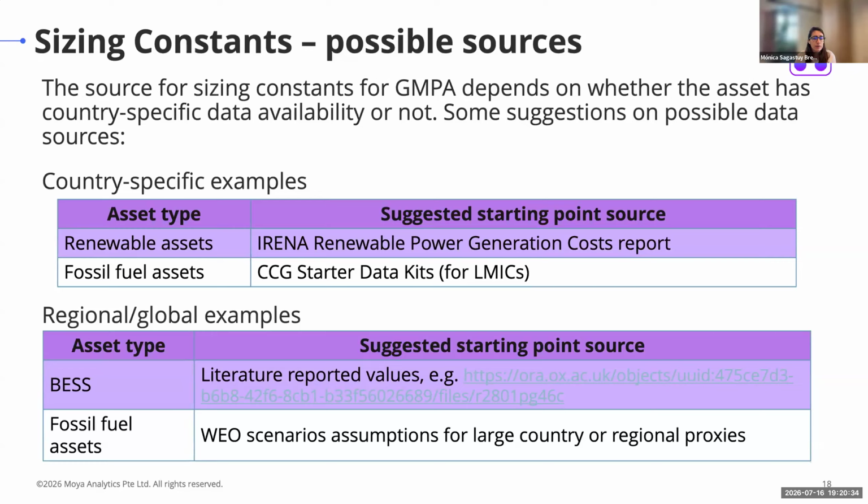So we can have literature reported values, for example, for batteries. I've linked a paper over here where we have some of the values for batteries, which are costs, the discharging and charging efficiency, the parameters that we need for batteries. Or fossil fuel assets that maybe are not in the CCG. If you have some data gaps from here, then we can have some data from the World Energy Outlook.